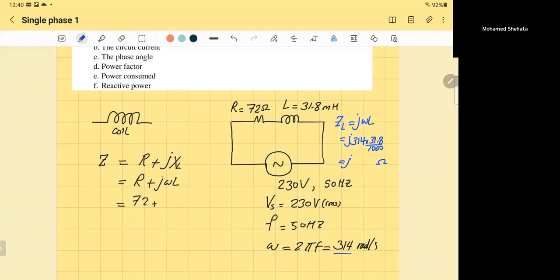Have 314 times 31.8 divided by 1,000, get 9.98. Let me just round it to make it easy: 10. It's 10. The unit of impedance is ohm. So 72 plus j10.